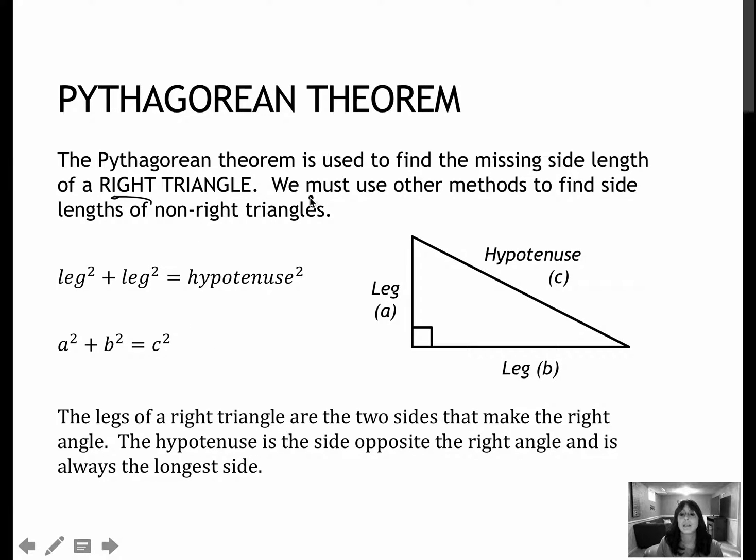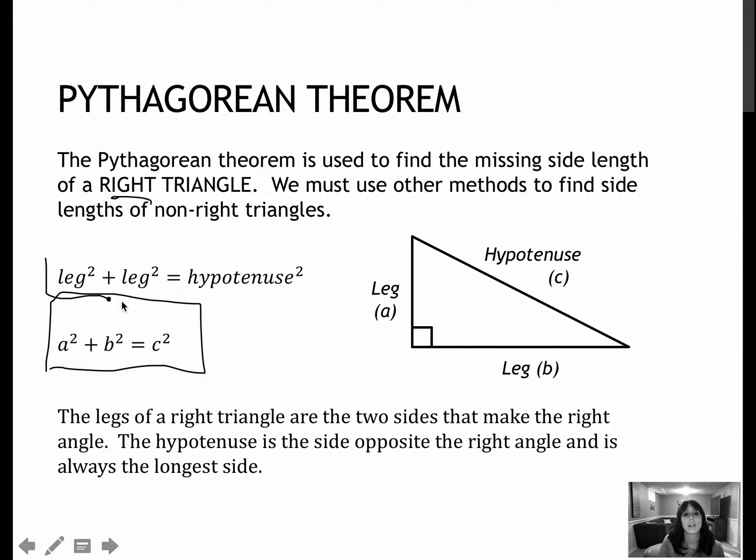And the Pythagorean Theorem says that the measure of the leg squared and the measure of this leg squared, if I find the sum of those, it equals the hypotenuse squared. So you might have seen a squared plus b squared equals c squared in the past. This is a perfectly fine way to write the Pythagorean Theorem.